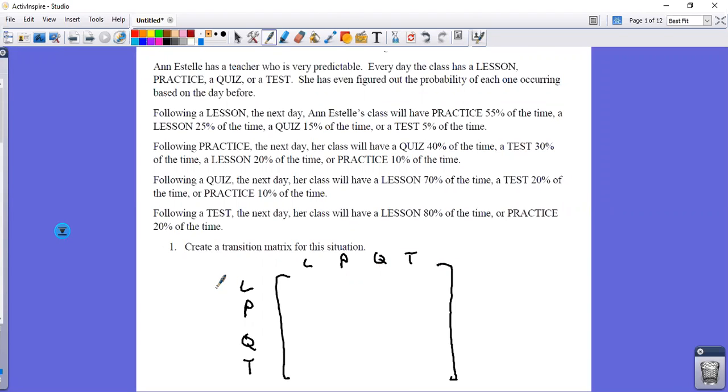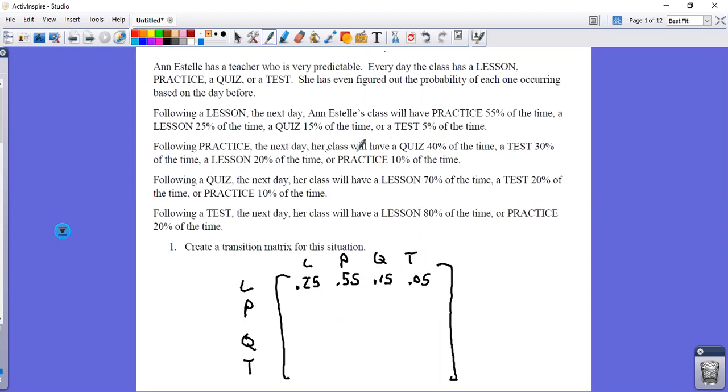If she starts here, the next day, what's the probability it's going to be any one of those? And each one of those has to add up to 100%, and it's going to be in decimal form. So it says, following a lesson, so here she's at lesson, that's where she's starting. The next day, 55% chance she's going to practice, so make sure you put that under practice. There is a 25% chance she's going to have another lesson. There's a 15% chance she has a quiz, and just a 5% chance of a test, that'd be 0.05. And if you added those up, they'd add up to 100% or 1.